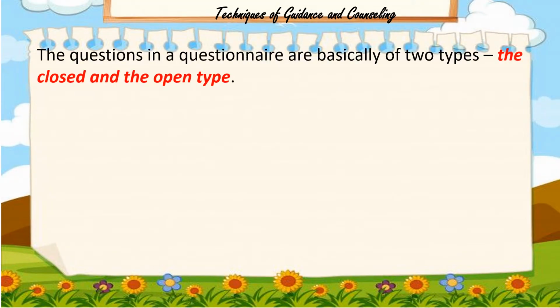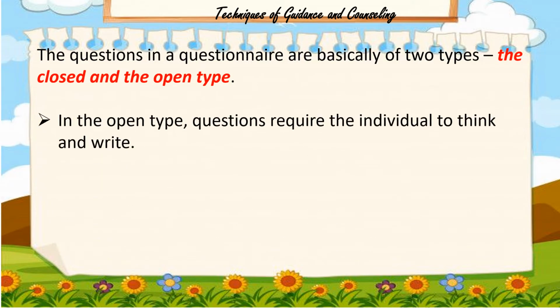There are two types of questions in a questionnaire. The first one is the open type question, and the second one is the closed type question. Open type questions require the individual to think and write. For example, what is your favorite sport? The open type question is time consuming and it requires special skill in interpreting the data.